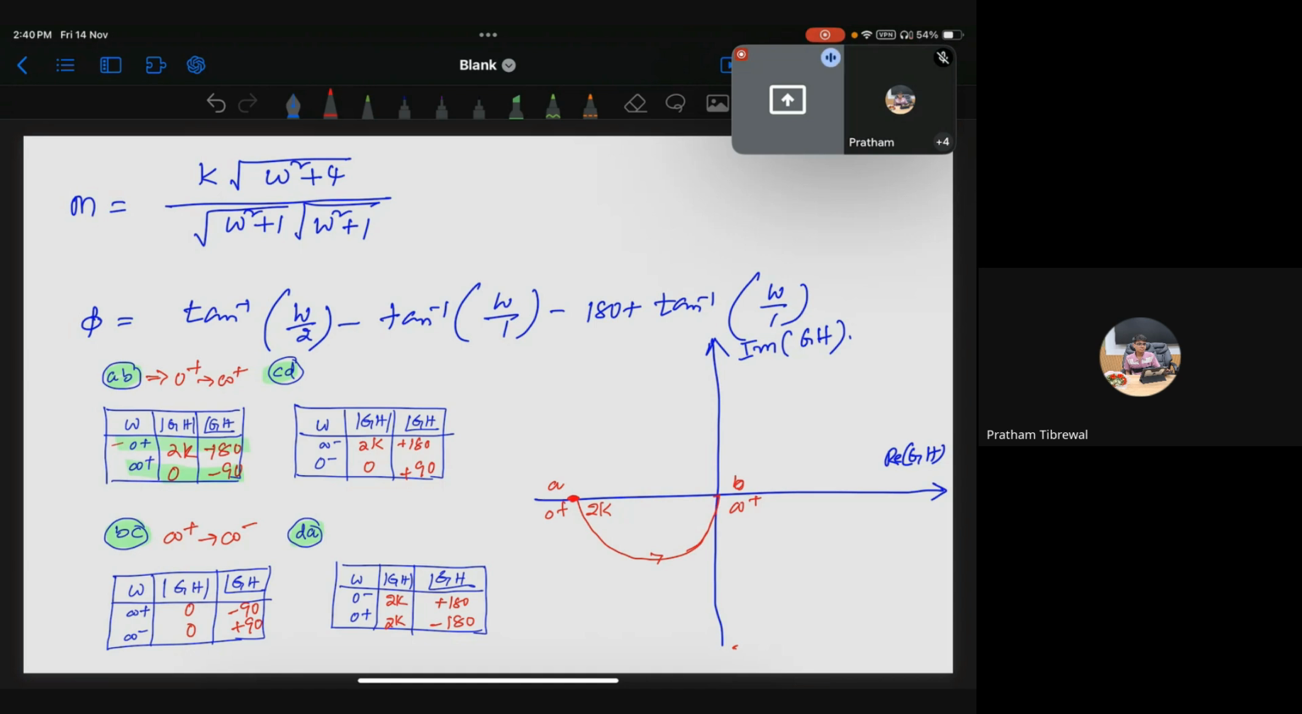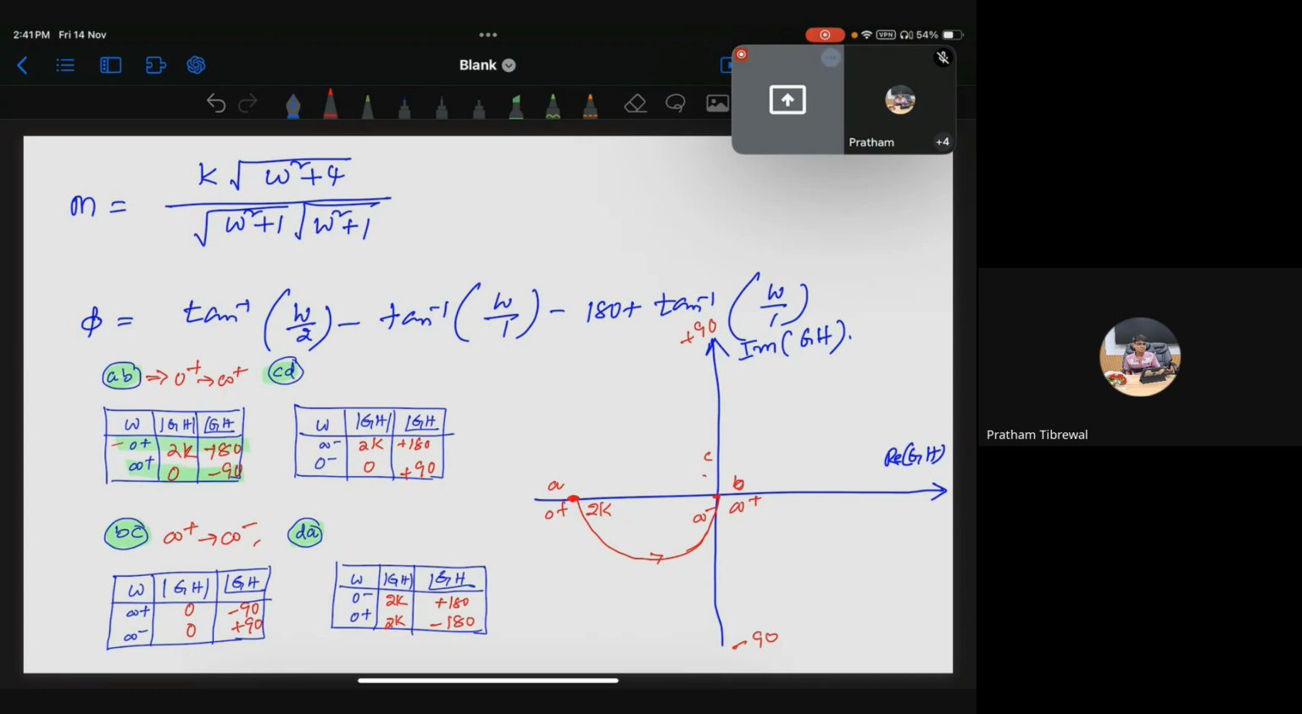Third one is from B to C. So B to C is infinity plus to infinity minus. That is, it is at 0 magnitude, minus 90 plus 90. Minus 90 is this one, plus 90 is this one. So it is here only. Okay, that means this is C. C infinity minus, same thing. Okay, so let me write it. So this is C infinity minus.